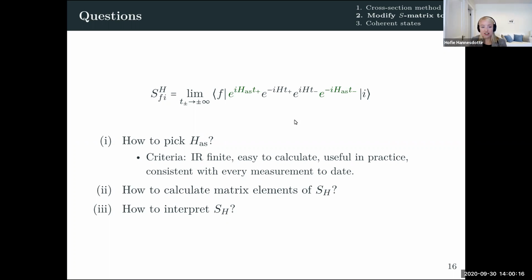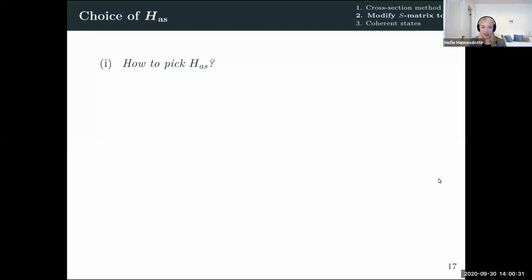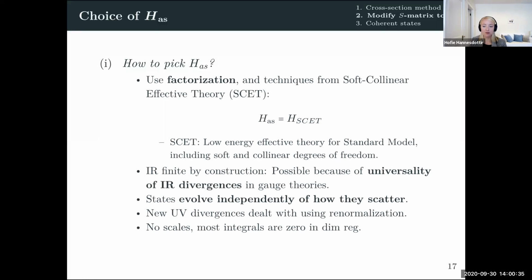But if we find some sensible thing to pick for H asymptotic, then that also raises the question of how we calculate these matrix elements of S_H and how we interpret them. What do they correspond to? So let me go through these questions one by one. First, how do we pick the asymptotic Hamiltonian?